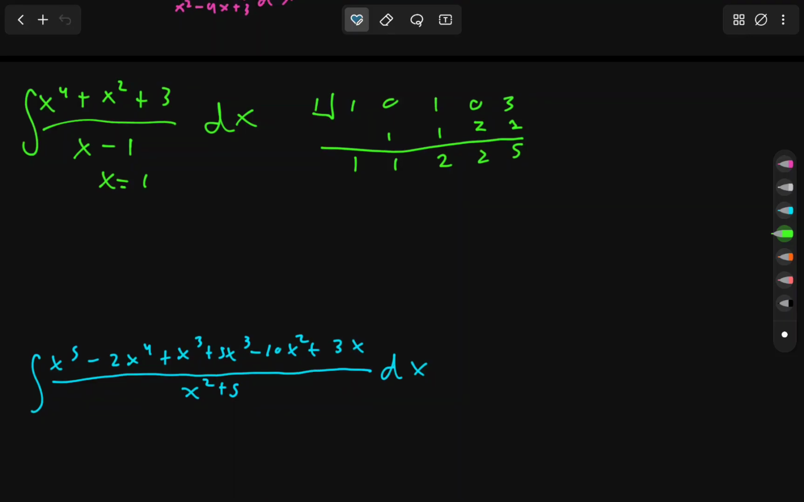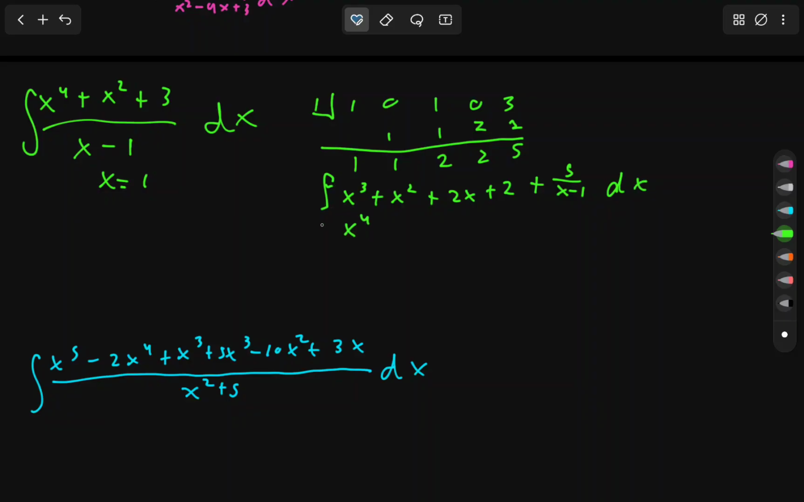Alright. So now what we do is we can just turn this into a function. So we get x cubed plus x squared plus 2x, plus 2. Alright, and then finally we have the remainder, which is 5 divided by x minus 1. Now we can integrate this, which is going to kind of become a mess, but we will work through it.